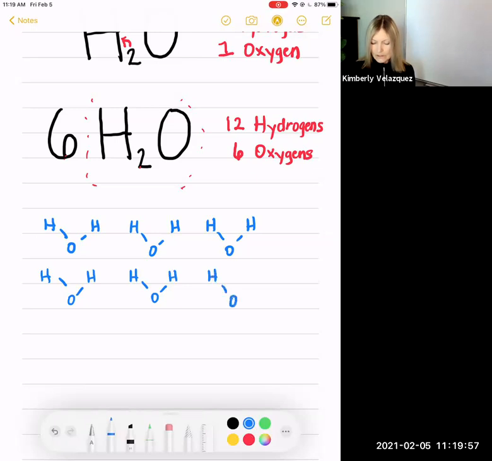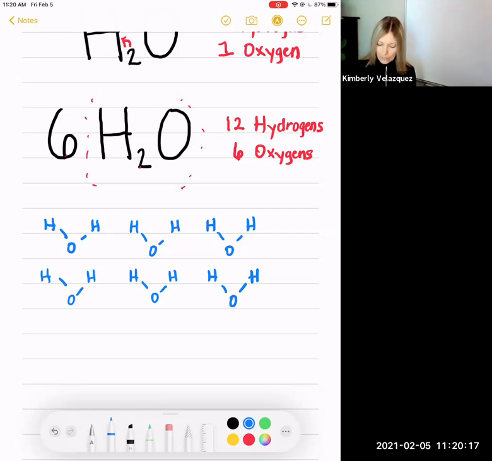These are 6 separate water molecules. They are not all connected through covalent bonds. You're going to see when we talk about hydrogen bonds that they do actually connect through hydrogen bonds, but that's not sharing electrons. So we're not joining these through sharing of electrons. We don't write them all together.